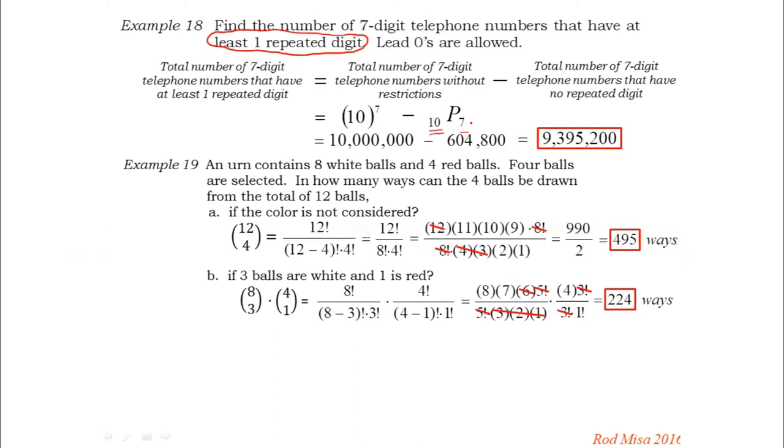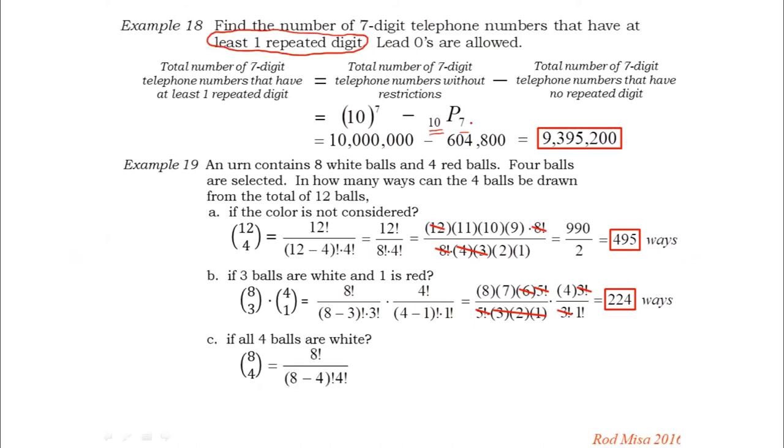224. So therefore, we say that there are 224 ways we can choose our 4 balls, such that out of these 4 balls, you are assured to have 3 white balls and 1 red ball. So proceeding to the next question, how many ways can 4 balls be drawn from a total of 12 balls if all of the 4 balls are white? So common sense would tell you that these 4 balls must be taken from the 8 white balls, of course.